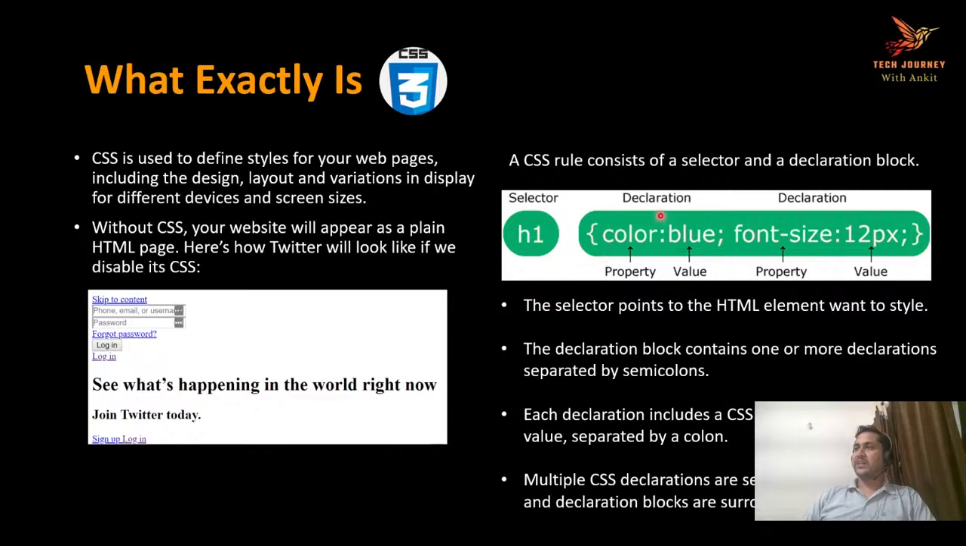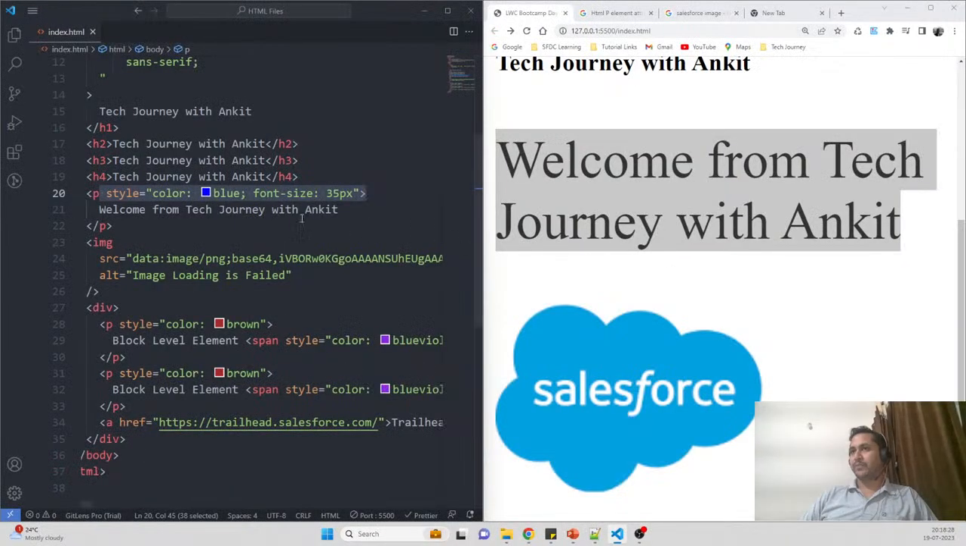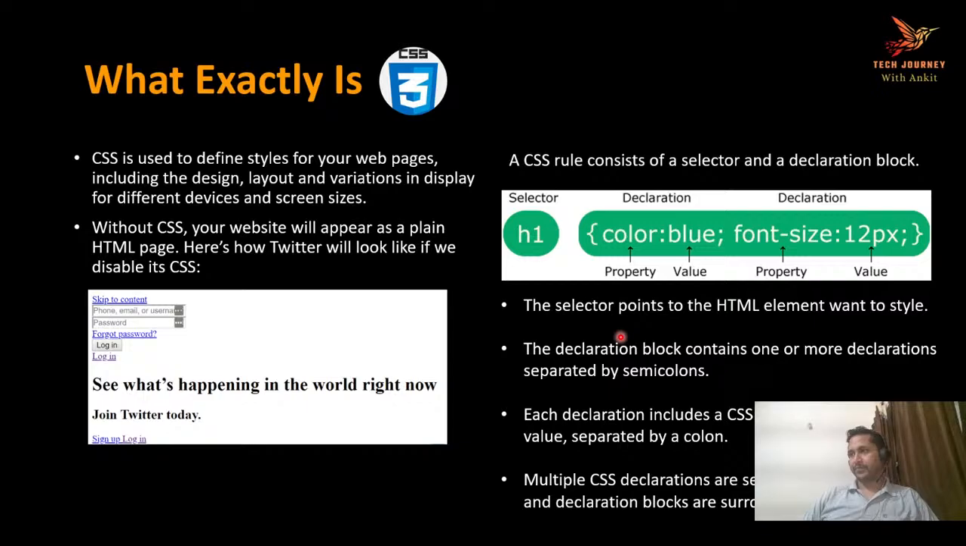So you have to make sure that whenever you are defining the declaration, you always put the property and the value, right? Here, if you see, this color is the property and this is the value. This font size is the property and this is the value. This is one declaration. Each declaration will be separated with the semicolon. So this is nothing but the CSS rule.